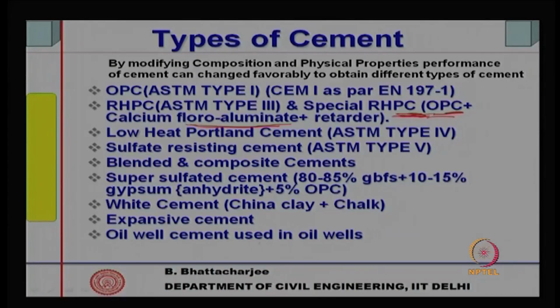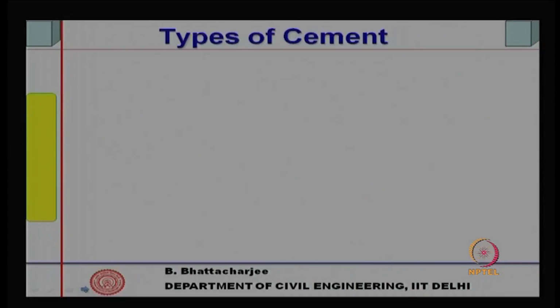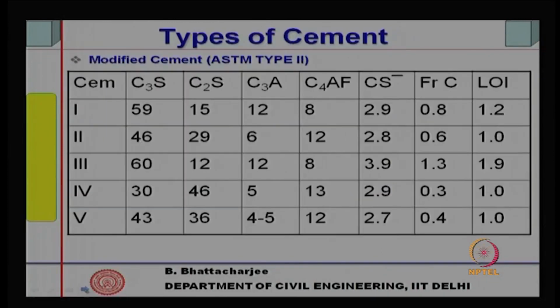So, that is what a rapid hardening Portland cement is, and special rapid hardening Portland cement uses calcium fluoroaluminate with OPC and retarder, and that fluoroaluminate system can give you high early strength. So, now next we can go to type 4, which is low heat cement.